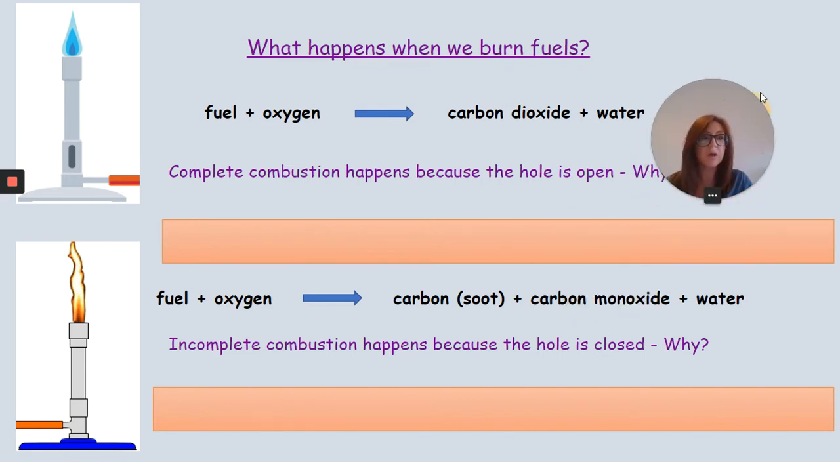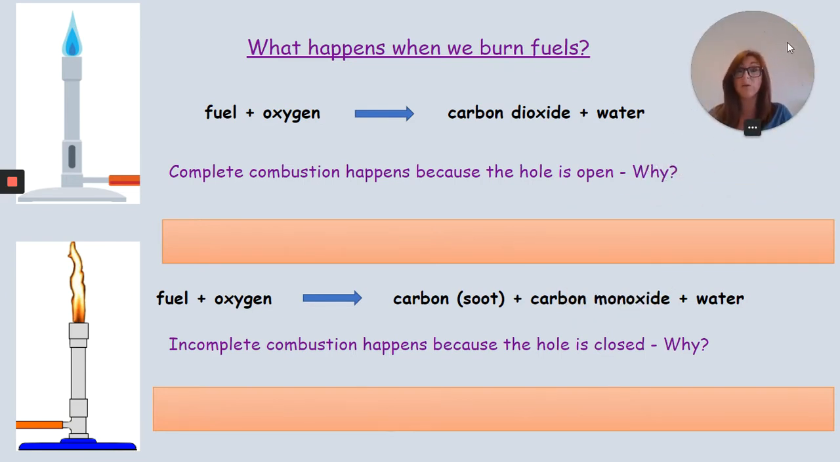Okay, so what you can see now on the screen is pictures of Bunsen burners. When we burn fuels, we've got the generic equation, okay? So we've got fuel plus oxygen, whatever the fuel is, it doesn't matter, gives you carbon dioxide and water.